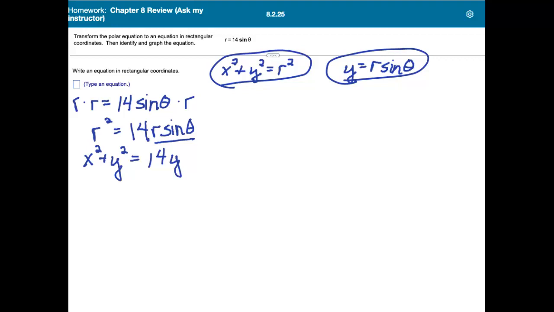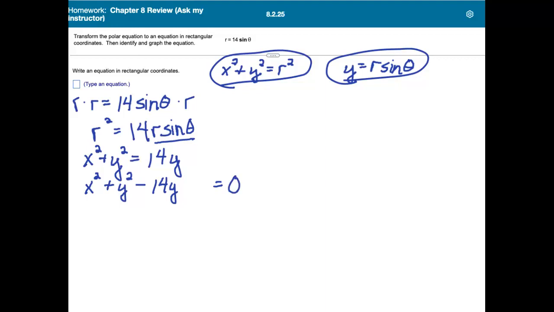Then our next step is to look at the equation in some type of standard form. So we're going to move the 14y to the left-hand side. And that gives us x squared plus y squared minus 14y, and I'm going to leave a little space here, equals 0. All I've done is subtract 14y.